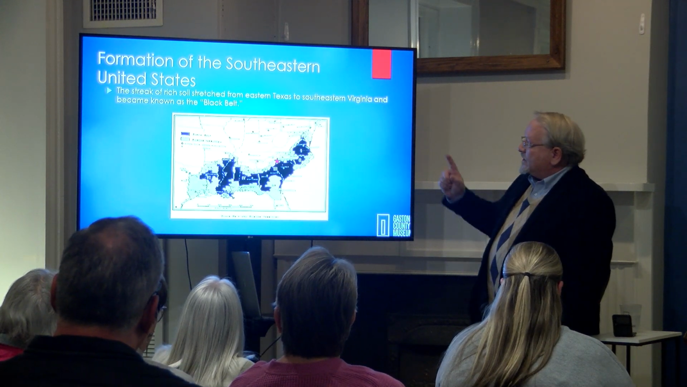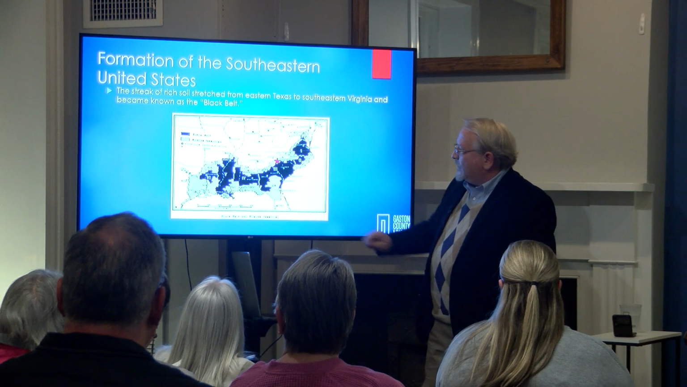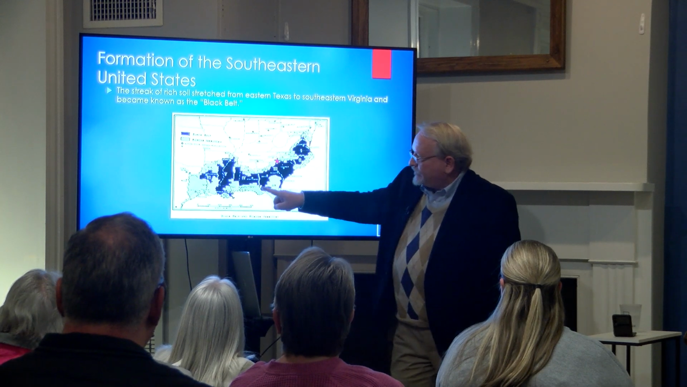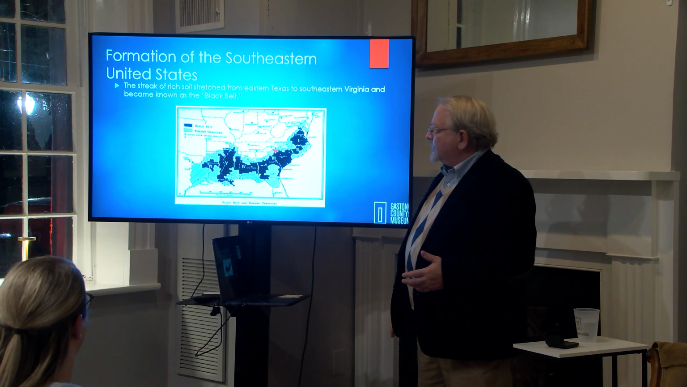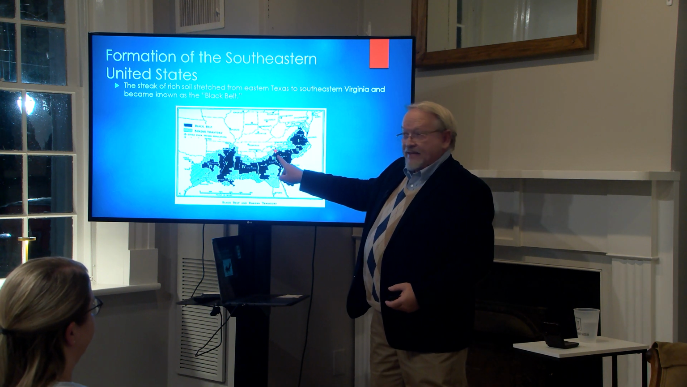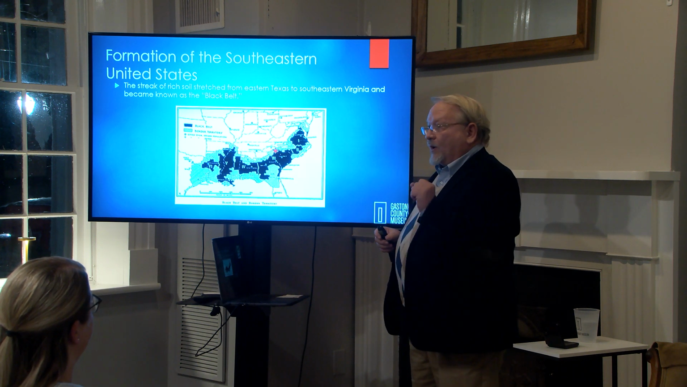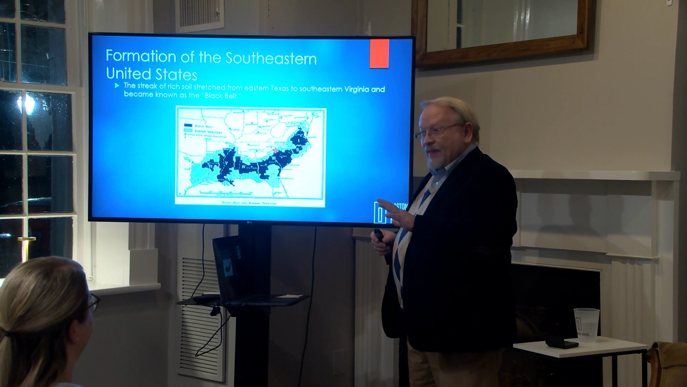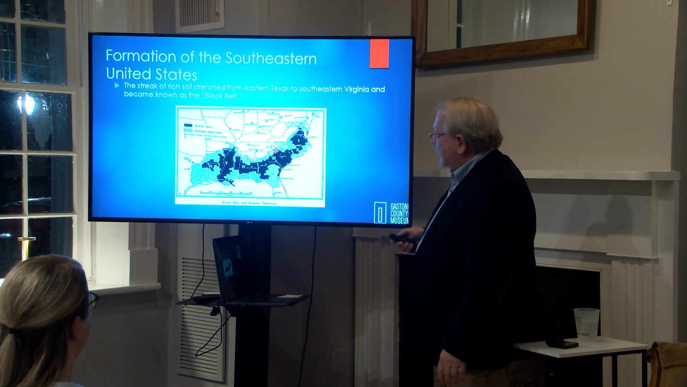Now, what it also created is something that became known as the Black Belt. All of this, remember, used to be underwater. Created that chalk layer. Then it had tropical forest on top of it. Created that nice loamy layer. So from southeastern Virginia all the way down to Texas became known as the Black Belt. And you can see where Gaston County is, right on the edge of that. So once again, we're in a prime position for agriculture, for farming, and that became very important in early America, and early North Carolina.